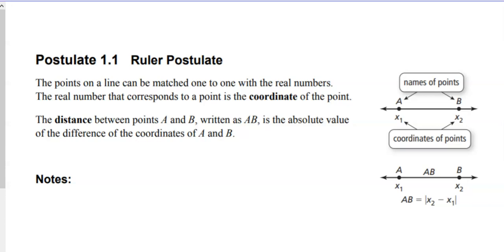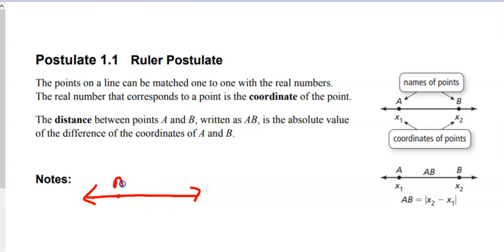Points on a line can be matched 1-to-1 with real numbers. The real number that corresponds to a point is the coordinate of the point. The distance between these, in this example over here to the right, A and B, written as AB, is the absolute value of the difference of the coordinates. So you really can mark these. You can kind of think about it in terms of a number line.